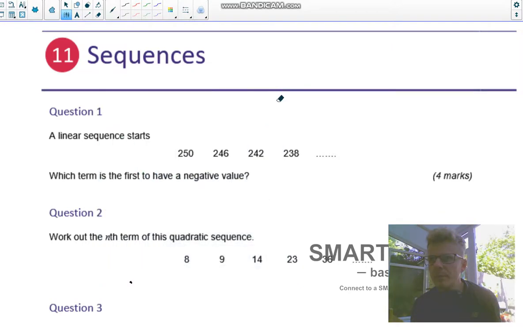And welcome to the walkthrough for the sequences work on further maths. A lot of this is built upon the work that you did with Mr. Standen, plus a little bit of extra. We did talk about limiting sequences, or limits of sequences. So hopefully it's nice and straightforward.